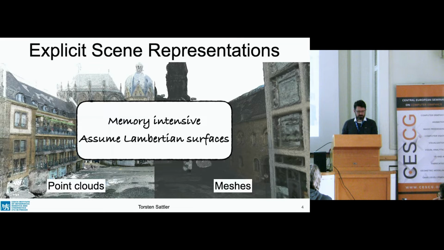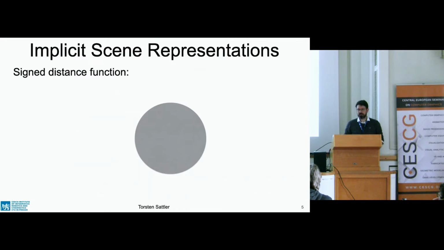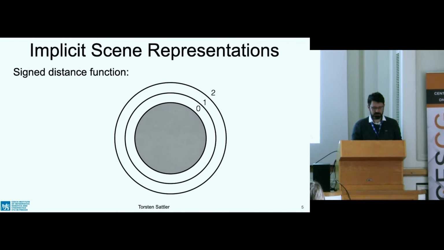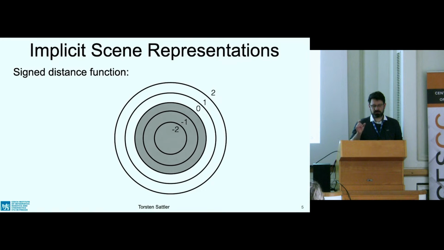An alternative to explicit scene representations are implicit scene representations. The most well-known is probably the signed distance function. So if you have a simple shape, for example, such as a circle, the signed distance on the surface is 0, and as you move away from the surface, the signed distance to that surface increases. If you move into the surface, the signed distance decreases, or you get negative values.